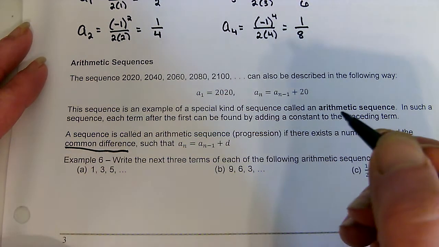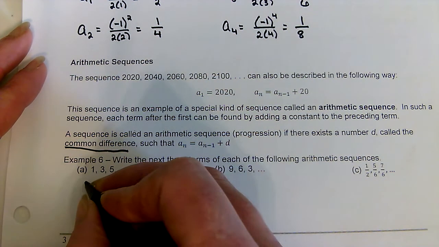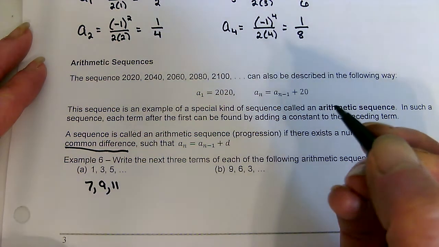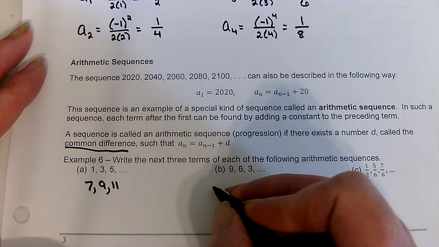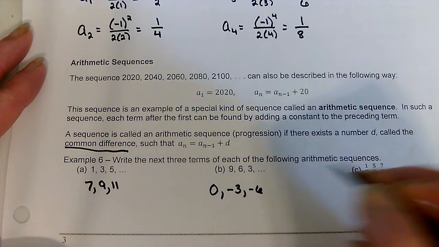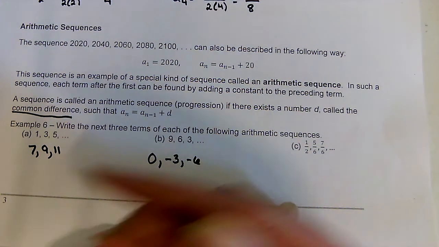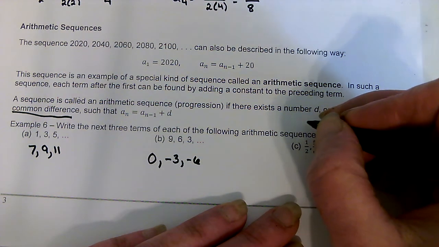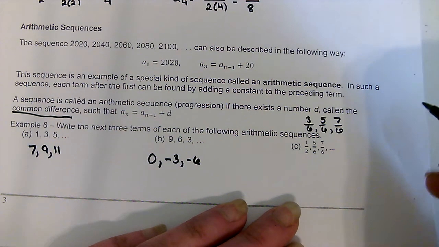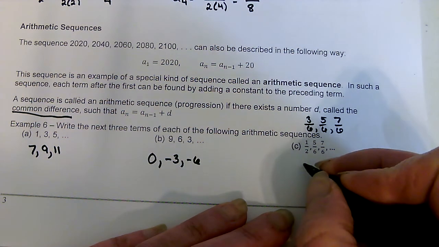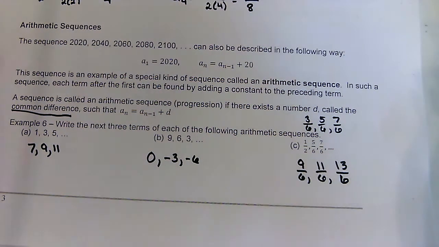So let's just see if we can notice the patterns real fast. So 1, 3, 5, we're adding 2 each time, so the next 3 terms would be 7, 9, and 11. This one is going down by 3, so the next term would be 0, then negative 3, then negative 6. Well, this is a pattern, and it may actually help to rewrite 1/2 to have the same denominator. This would really be 3/6, 5/6, 7/6. So I'm adding 2/6 each time. So the next term would be 9/6, and then 11/6, and then 13/6. I can't say sixth.